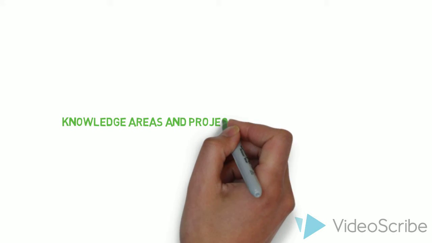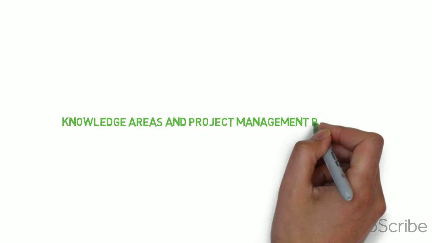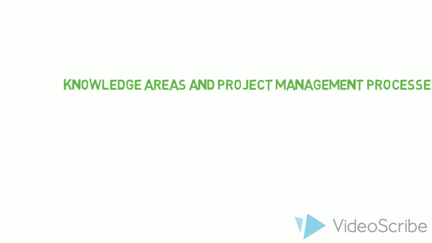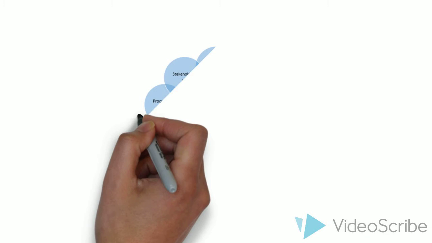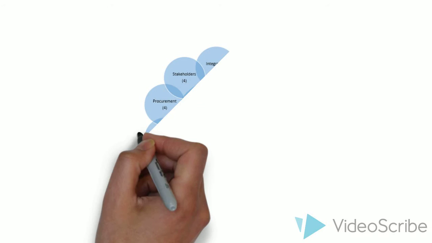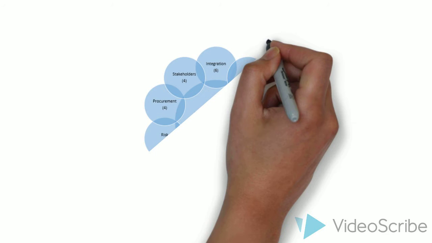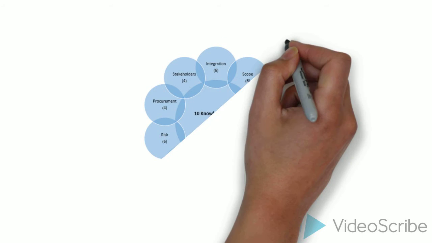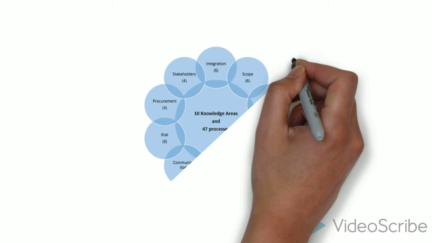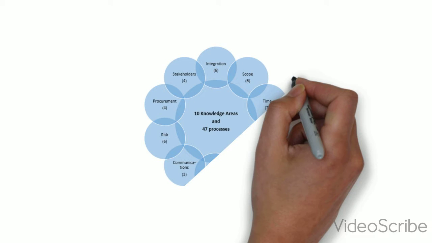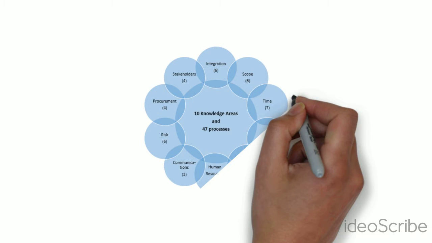Today we will discuss the knowledge areas and the project management processes. Let's first talk about the knowledge area. In PMBOK we have 10 knowledge areas. Basically, it represents a specialized activity pertaining to a project. If we talk about project scope management, this knowledge area represents all the processes which deal with defining and managing the scope. So the knowledge area represents a specialized area.